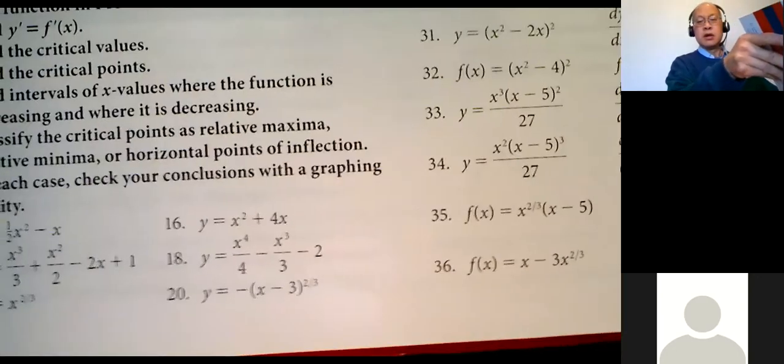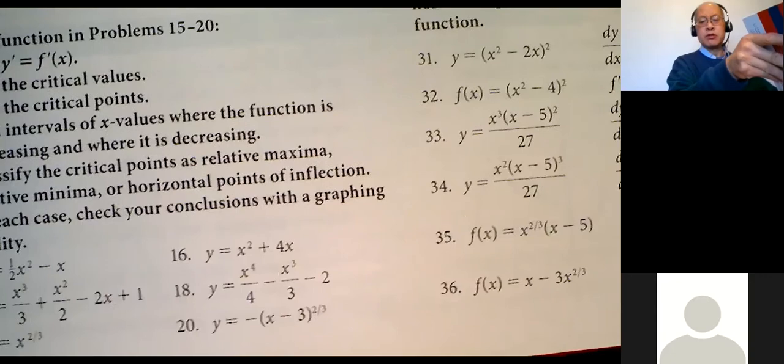Okay, so the last one I have on top is question 20. It's sort of like 19. Let me just double check that I don't have anything else in my notes. Yeah, I think we're good. Number 20: y equals negative x minus 3 to the 2/3 power. Again, that fractional exponent there.